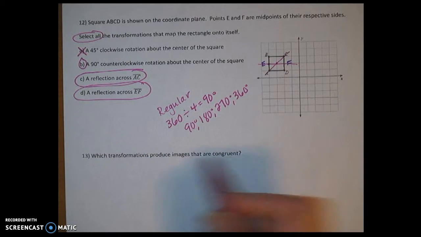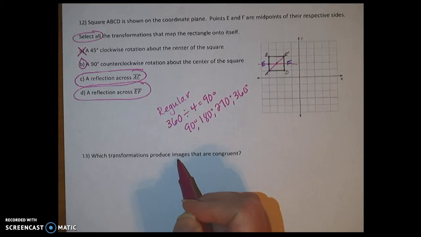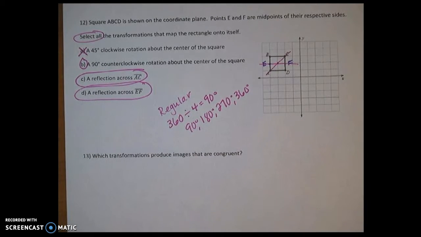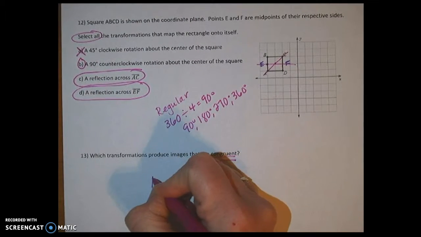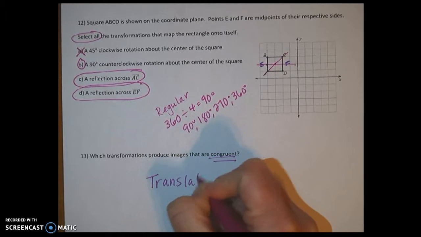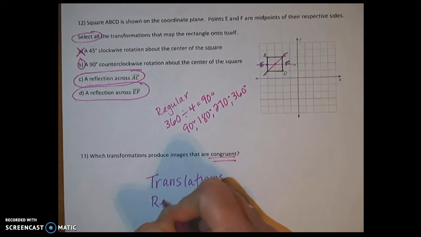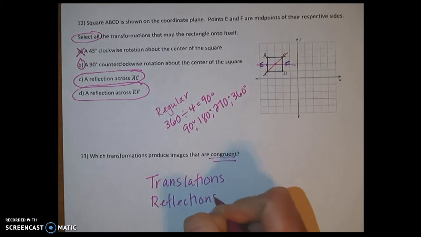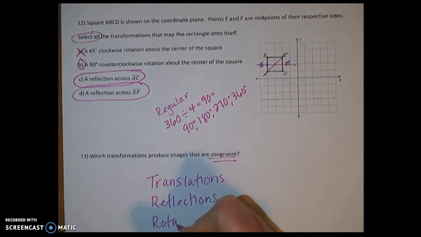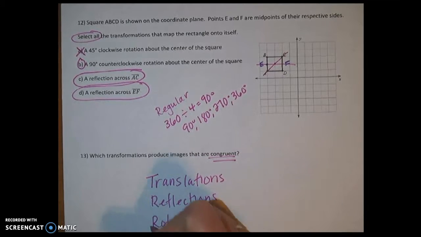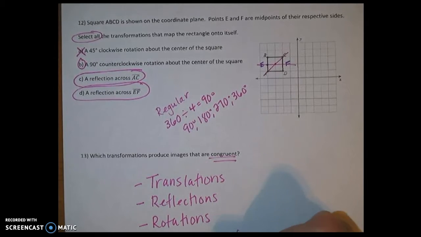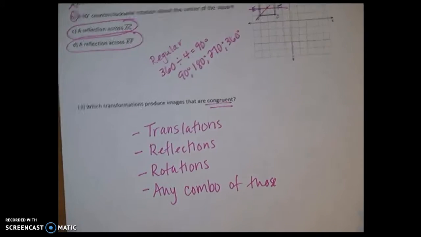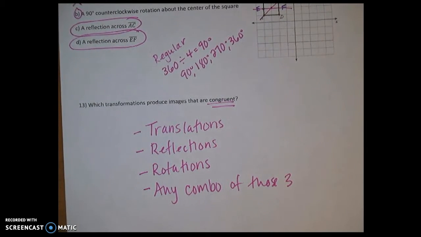The very last question on here says, which transformations produce images that are congruent? Remember, they have to be congruent. That would include the very first one that we did, translations. Then we did reflections, and then we did rotations. So you have any of these three. You can also say any combination, so any combo of those three. So it can be any of those three.